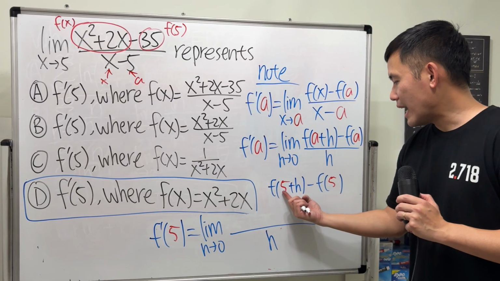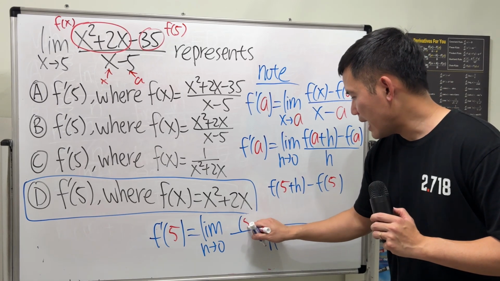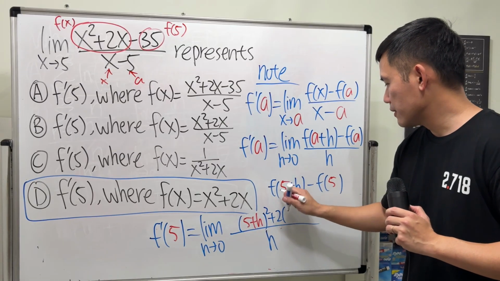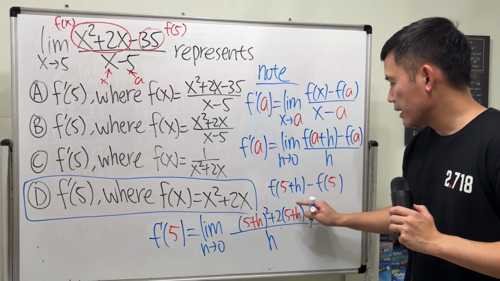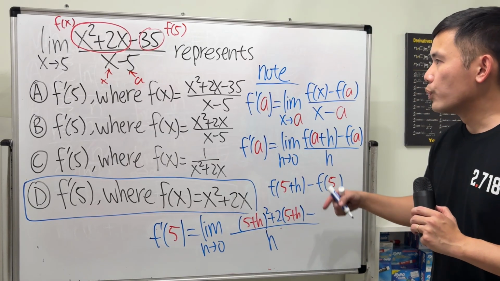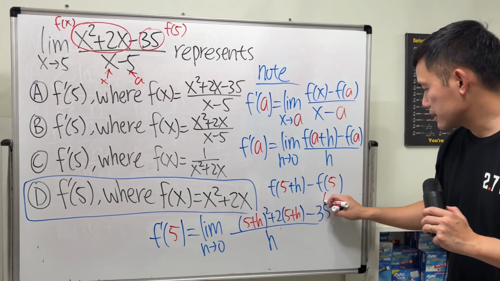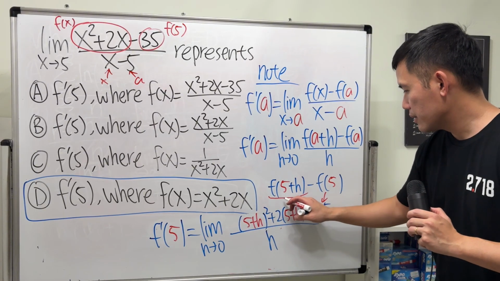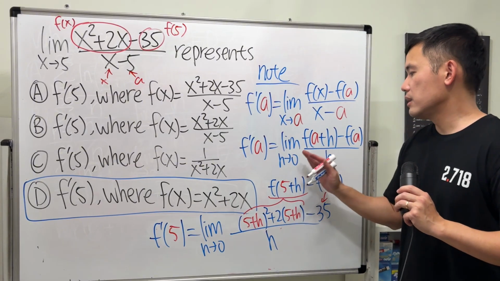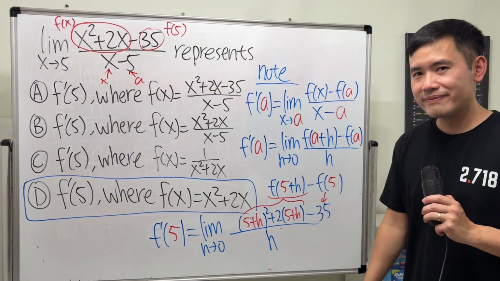But for f of 5 plus h, we put 5 plus h into this x and that x. So we are going to get 5 plus h squared plus 2 times 5 plus h. So this is that part. Then minus f of 5, which we said was 35. So we minus 35. So that's this. And then this right here is this. So this will be how it looks if we use the second definition. They are equivalent though. So make sure you know them really, really well. That's it.